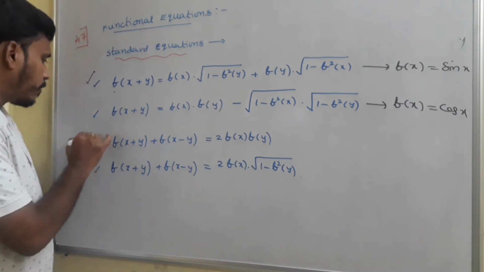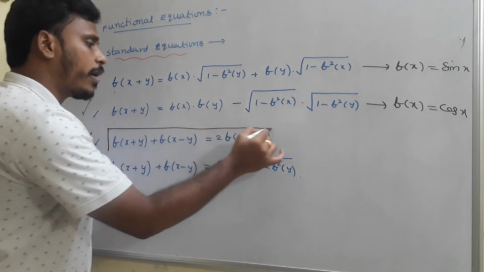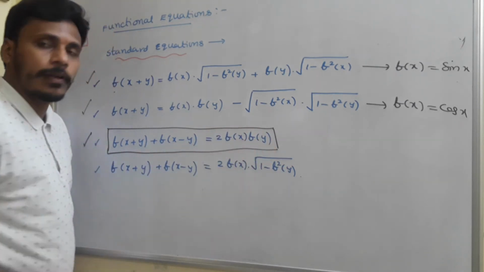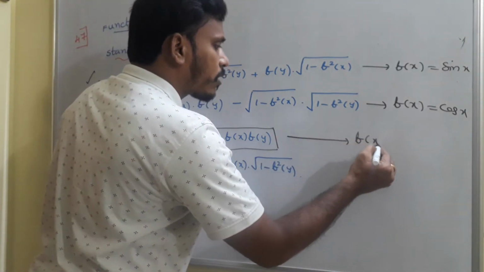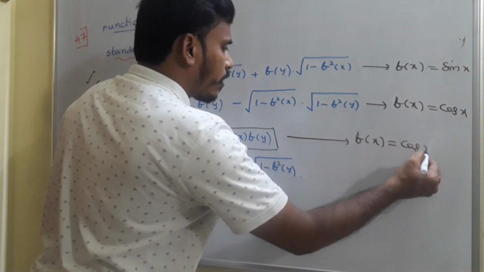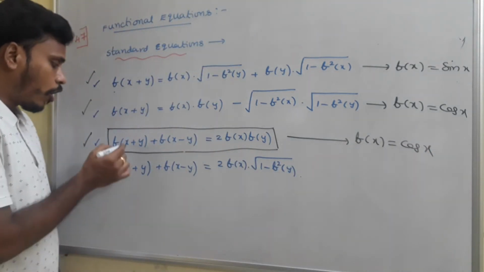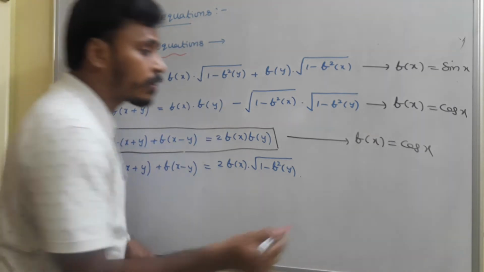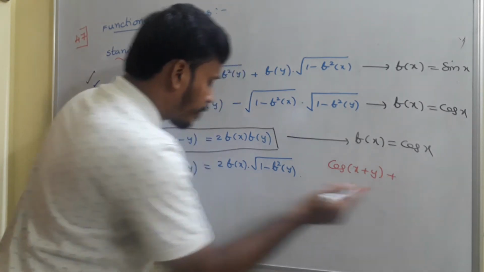And the next one is f of x plus y plus f of x minus y is equal to 2 into f of x f of y. So the corresponding function is again cos x only. For this functional relation, again the function is cos x. Why? Because f of x plus y is how much? Cos of x plus y, plus f of x minus y.